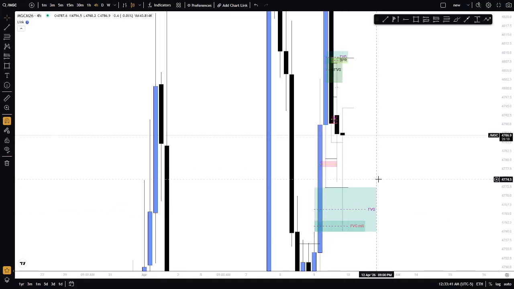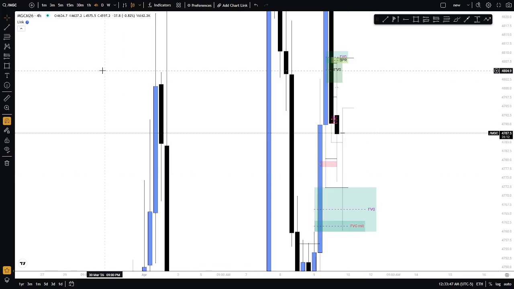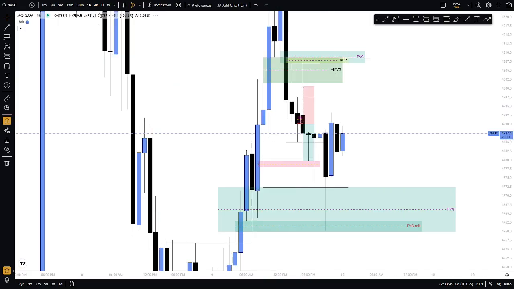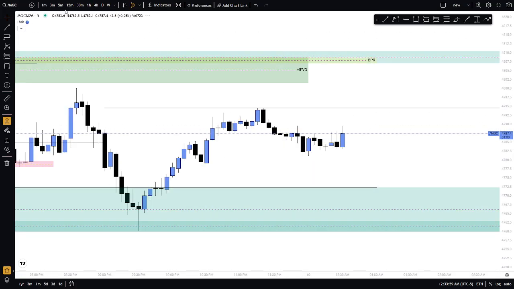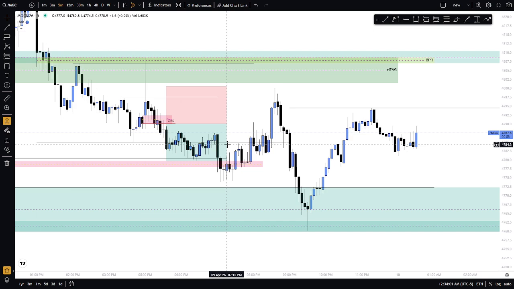Now, the 4 hour fair value gap would have been my point of interest for the night. It would have been my draw on liquidity. So ideally, I want to take sales, being a sales position towards my draw on liquidity. Given that's the case, we're looking for sales.